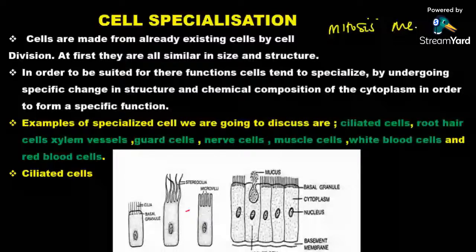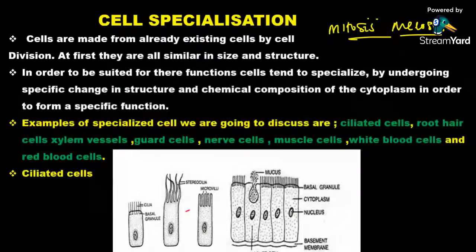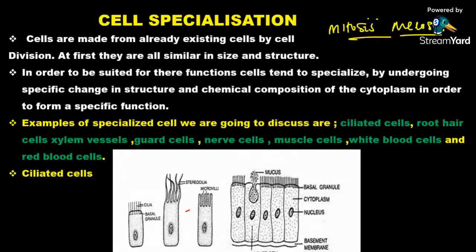At first they are similar in size and structure. So when you talk of the cells in the body, as we look at cell specialization, please let us not narrow it down to, let's say, humans, but we are looking generally at plants and animals. So at first the cells are similar in size and structure. Now, these cells need to perform different functions in the organism where they are found, and therefore they need to specialize. That is, to develop certain features that enable them to perform the functions.